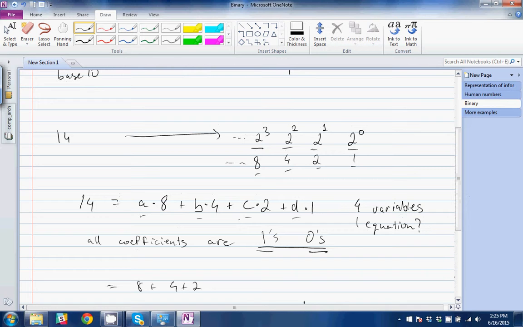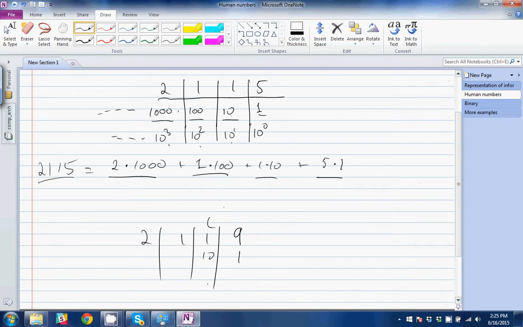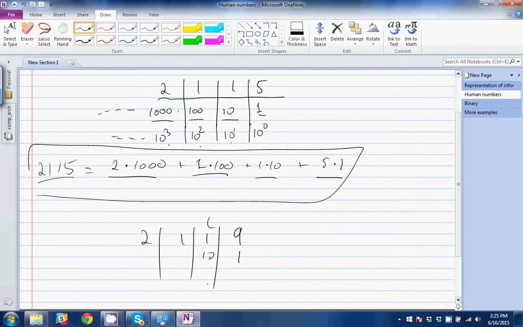14 is going to be 8 plus 4 plus 2, meaning that there is a 1 in the 8's place, a 1 in the 4's place, a 1 in the 2's place. And then we also have a 0 times 1, as we did before. So I'm just going to rewrite this equation just so it looks like the one in the previous lecture.